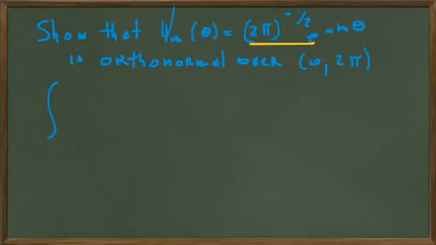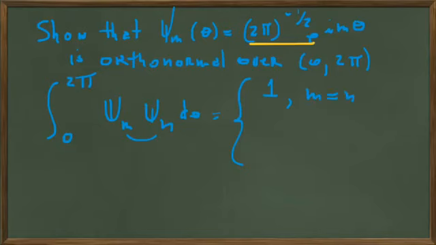we show that the integral over that interval of the operator sub m times the operator sub n, both multiplied together, in this case d theta, is equal to either 1 when the subscripts m and n are equal, or 0 if the subscripts m and n are not equal.